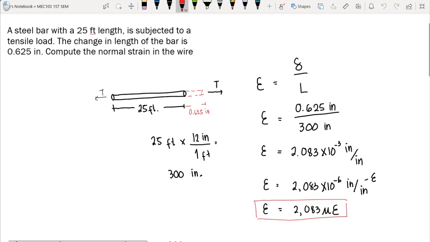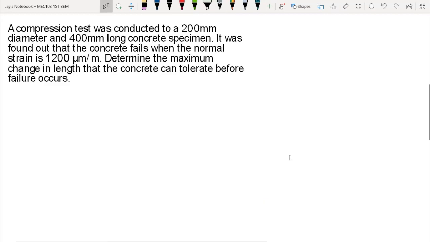This normal strain here, this result here, explains that in every 1 inch of the bar, the deformation is 2.083 times 10 raised to negative 3 inch. So this is the amount of deformation for every 1 inch of the bar. So that is the concept, or that is how you explain normal strain. Now we have our second example.